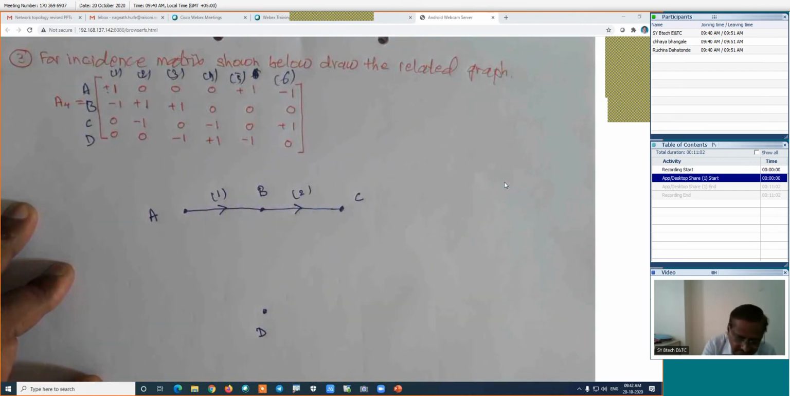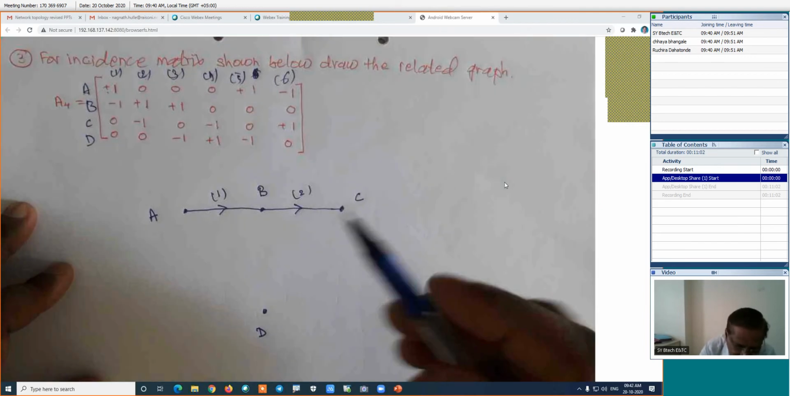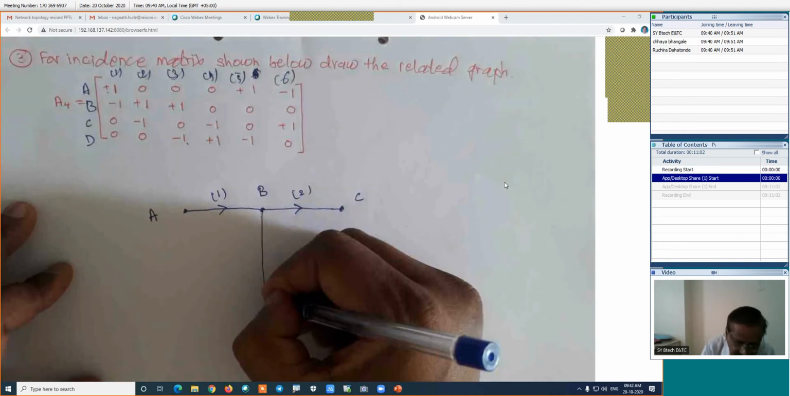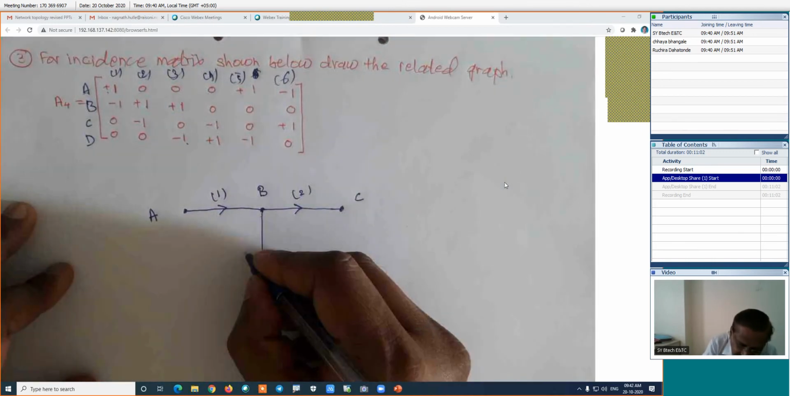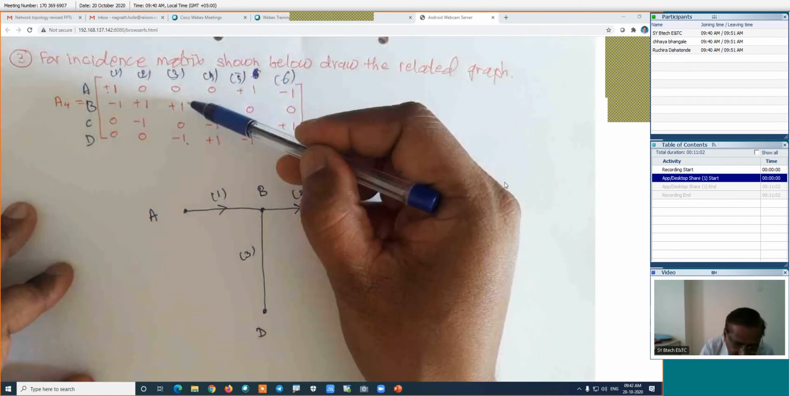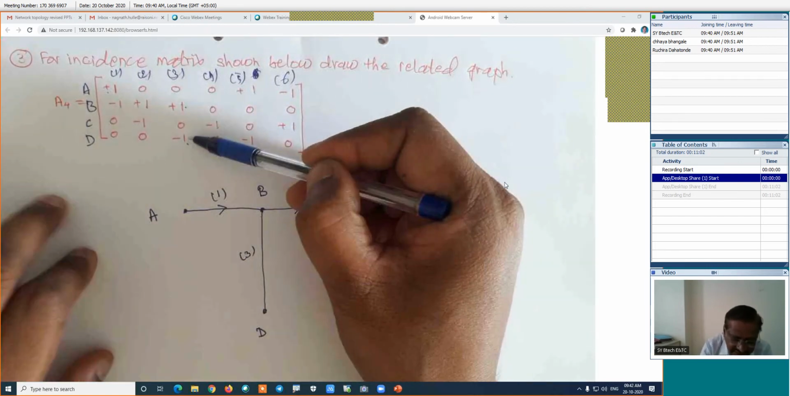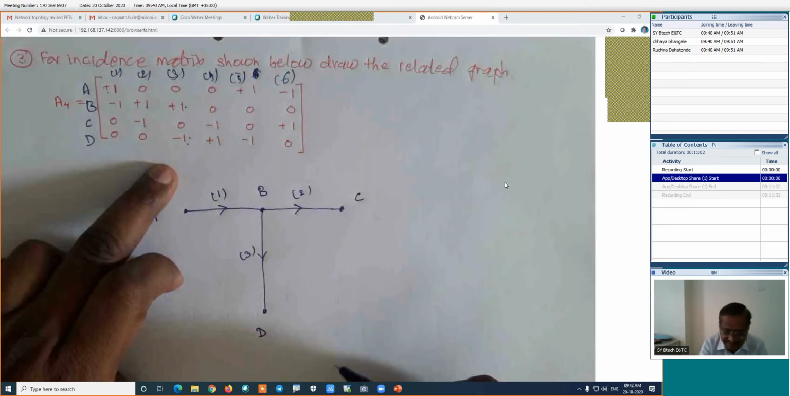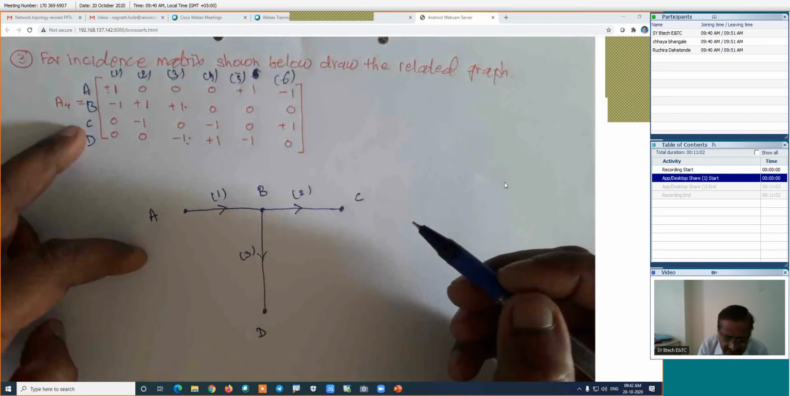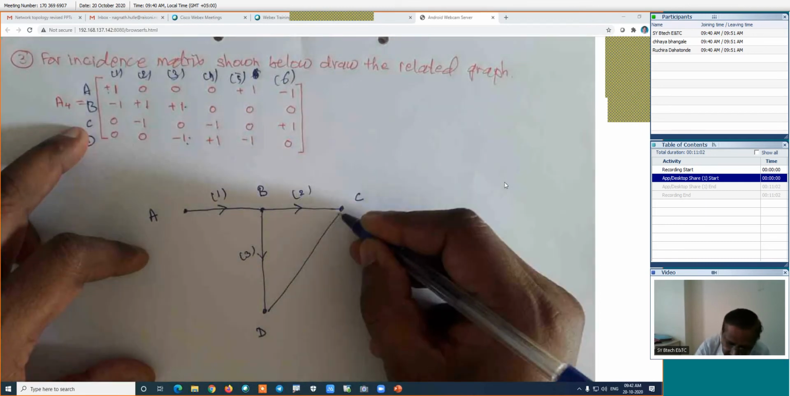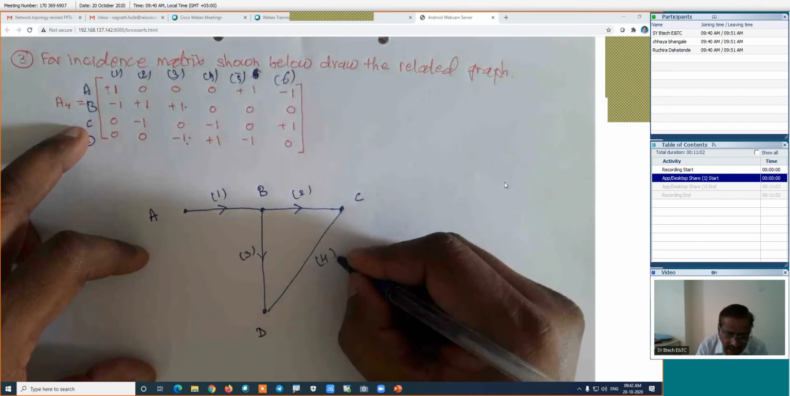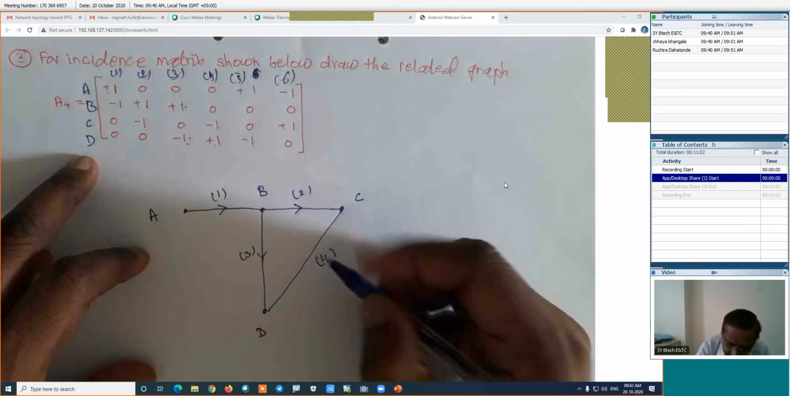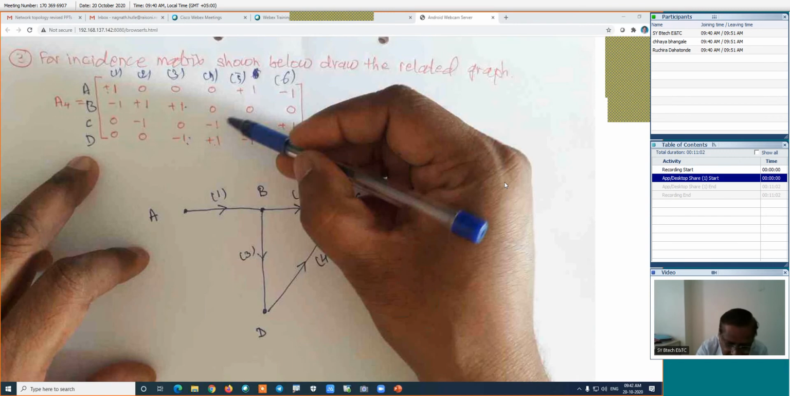Is it right? For the third branch, this third branch is connected between the B and D. This is the branch number 3. How is its direction? Plus from the B and minus towards D. Means it is outgoing from the B and it is coming towards the D point. Is it right? Branch number 4 is connected between the C and D. How is this connection? It is plus from D, means it is outgoing from the D, and minus for C, means it is incoming towards the C.